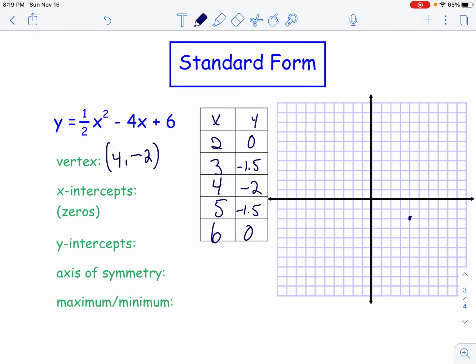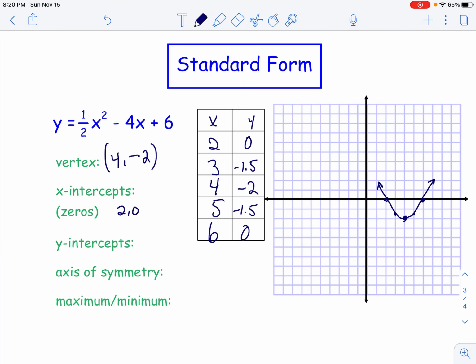So over 4, down 2. Let's graph the other points. Over 3, down 1.5. Over 2, up 0. Over 5, down 1.5. And over 6, up 0. So our graph is going to look something like this. And so our x-intercepts are going to be 2, 0, and 6, 0.